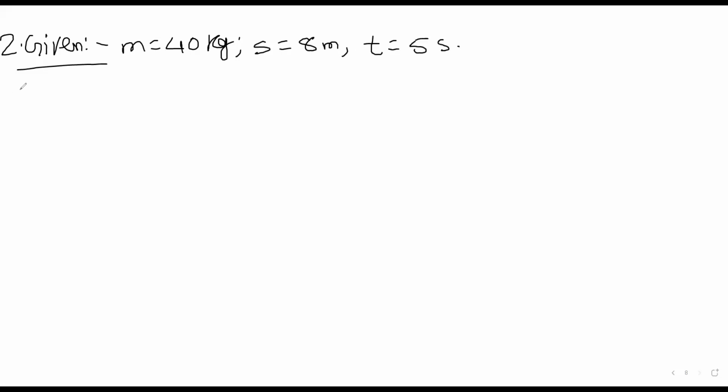Okay, first one, what we need to find out? Force of gravity. Yeah, so force of gravity is equal to mg.